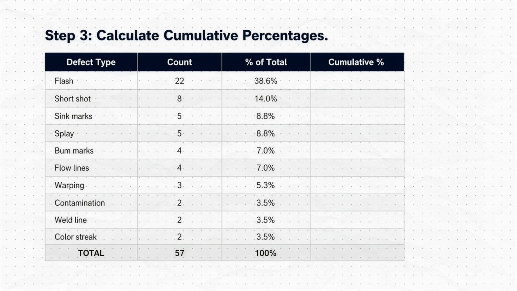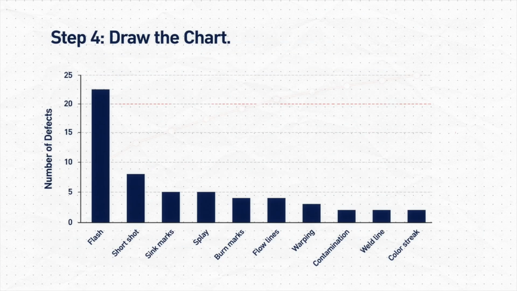Step 3. Calculate cumulative percentages. Divide each category count by the total, then add each percentage to the running sum as you move through the sorted list. The first bar's cumulative percentage equals its own percentage. The second bar's cumulative percentage is the sum of the first two, and so on until you reach 100% at the last bar.